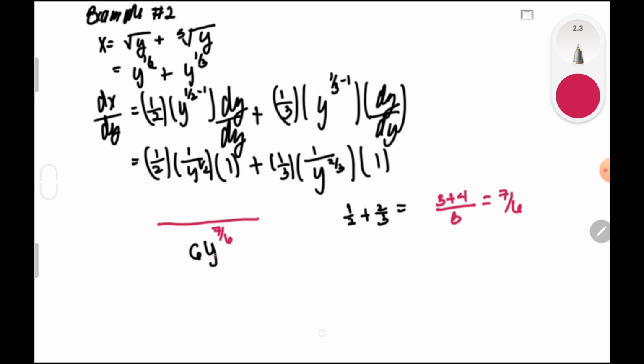So 6y raised to 7/6 divided by 2y raised to 1/2 will have a value of 3y raised to 2/3, plus 1/3 6y raised to 7/6 divided by 1/3 divided by 3 raised to y raised to 2/3 will have a value equal to 2y raised to 1/2. Okay, so that is our dx over dy.